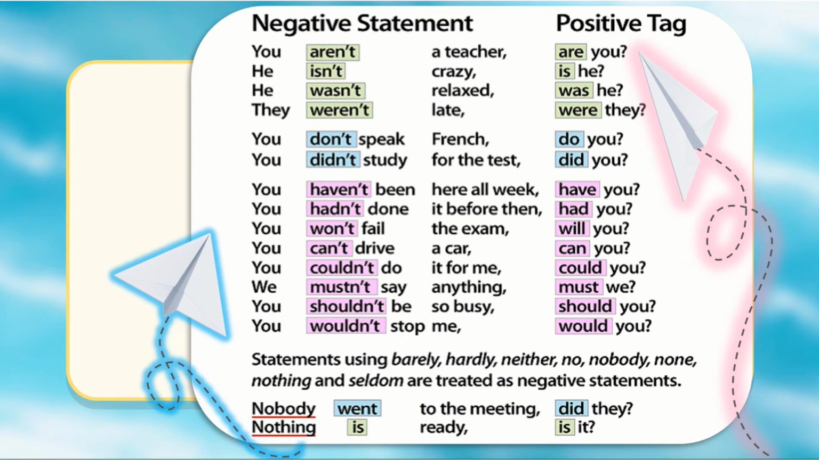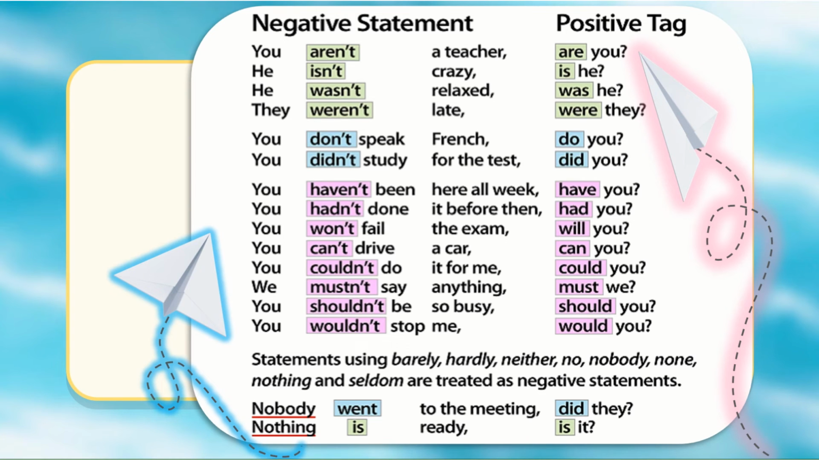"You couldn't do it for me, could you?" "We mustn't say anything, must we?" "You shouldn't be so busy, should you?" "You wouldn't stop me, would you?" So, if you notice, if you have a negative statement, you need to have a positive tag.